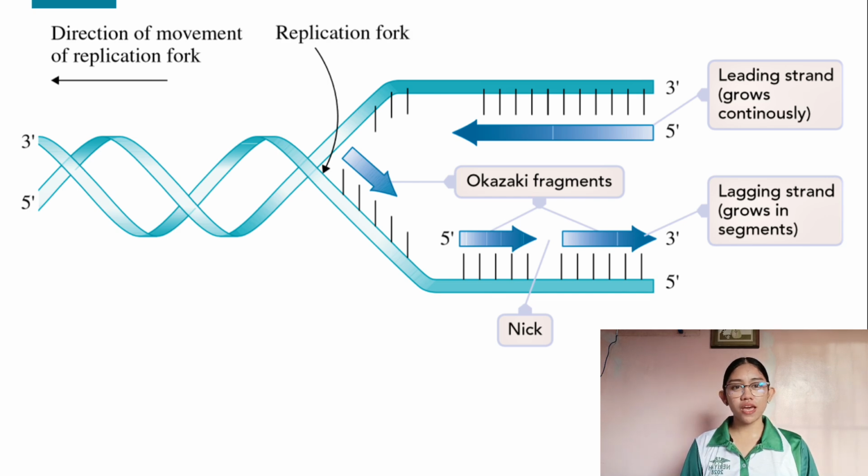Imagine unzipping a zipper and trying to sew 2 new pieces of fabric. On one side, the leading strand, you sew continuously in the direction that the zipper opens. However, on the other side, the lagging strand, you have to sew backwards in small sections because you can't move in the same direction as the zipper while keeping the stitching consistent. This mechanism is similar to that behind the lagging strand and the leading strand.